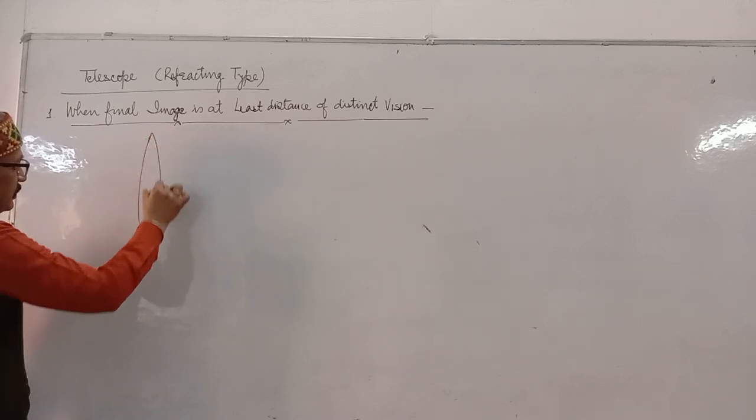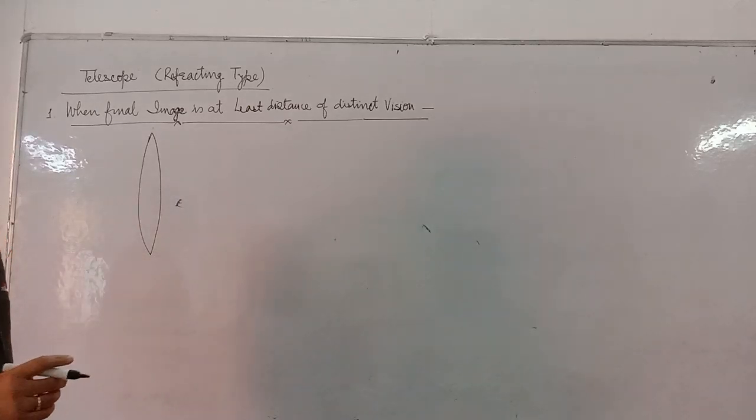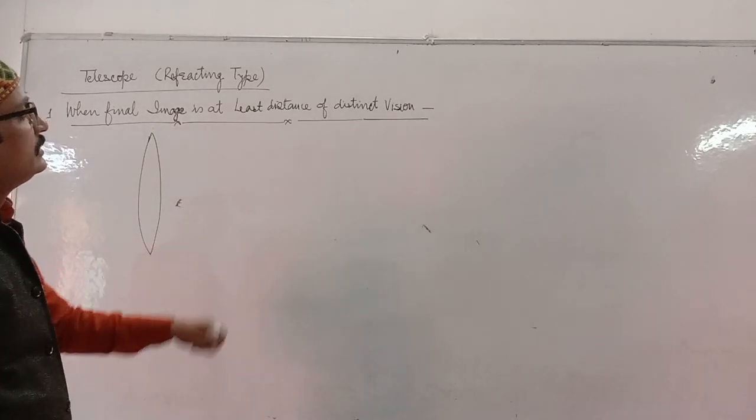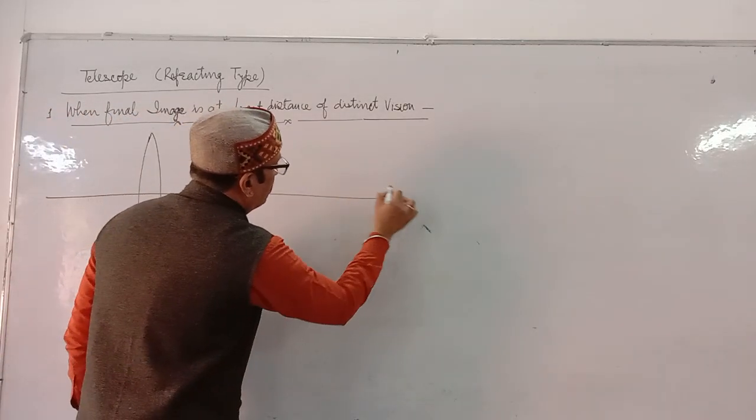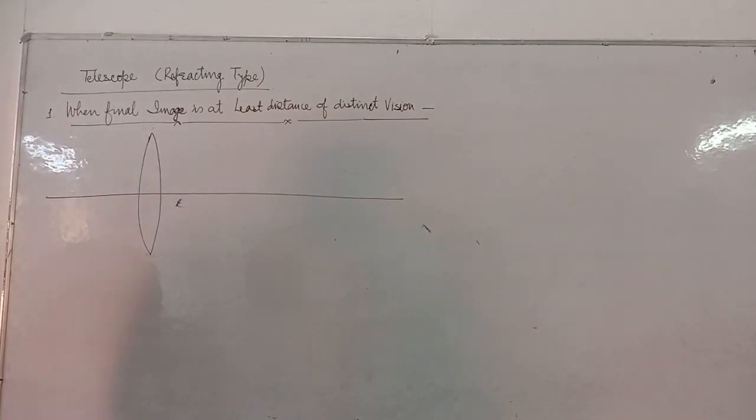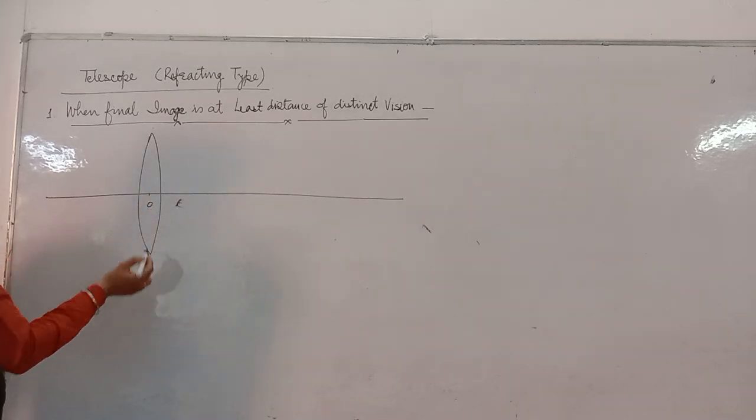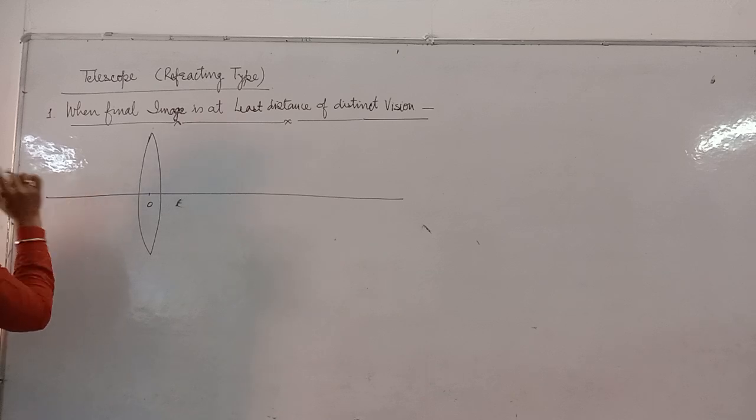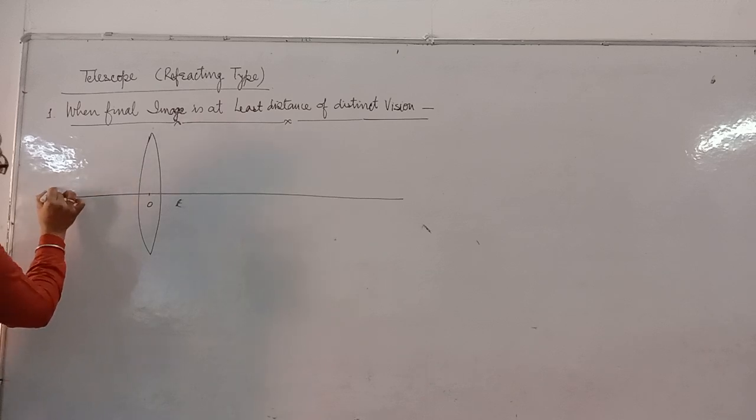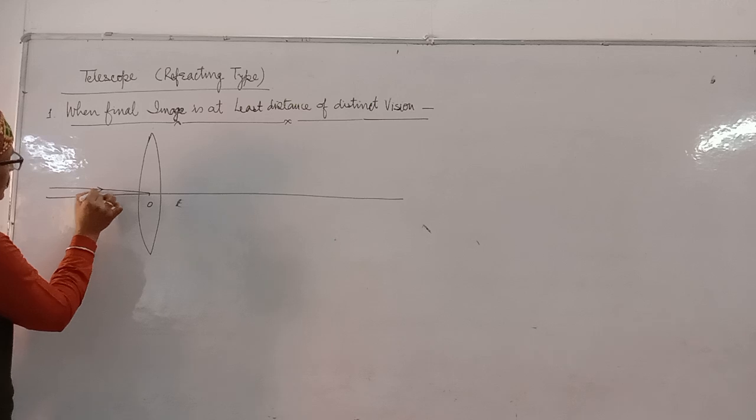Now we are discussing the telescope in which the final image is formed at the distance of distinct vision. Let us see how to draw the diagram of this. It is very easy. This is the optic center of the telescope objective lens. Since the rays are coming from infinity, they will be parallel rays.